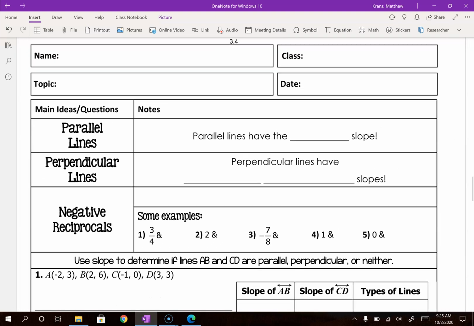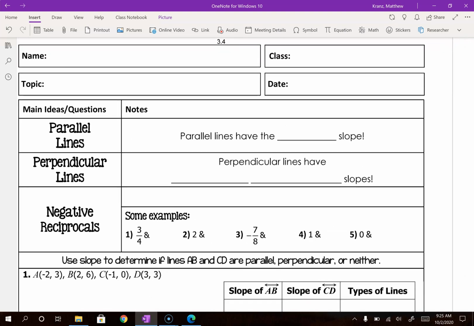Moseying along to 3.4, what we're going to do is see how we use these slopes to figure out if lines are parallel. So the thing about parallel lines, they go like this, right? They have the same slope, and that's how we know they're parallel. If this is 3/4, this has to be 3/4. It's the only way they won't touch. So they have the same slope. Now, perpendicular lines do not have the same slope because they perfectly intersect to make a right angle.